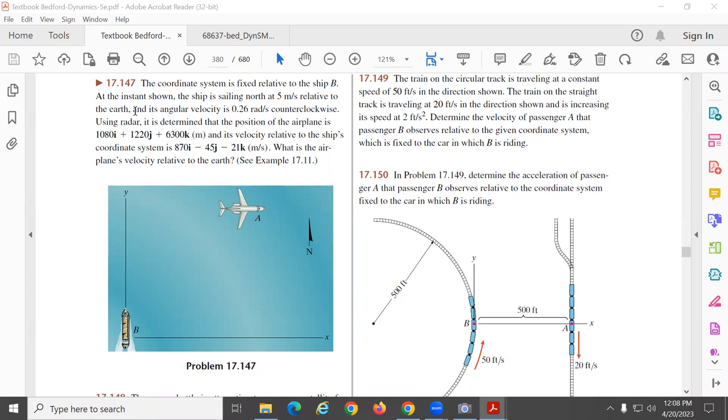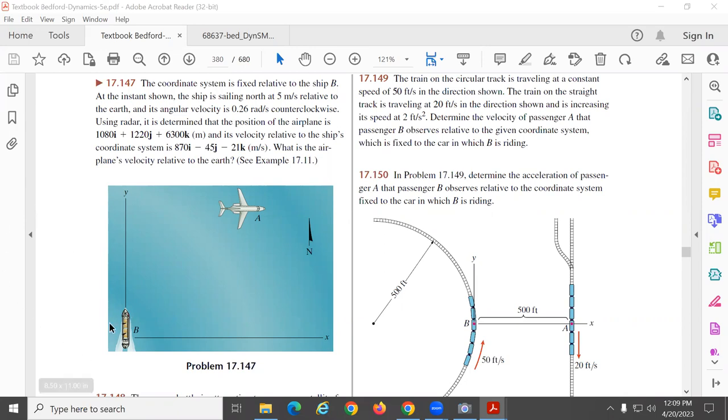So let's see. So the coordinate system is fixed relative to the ship. So what is fixed is the ship that is moving, no? At the instant shown, so remember, this is just like taking pictures. The ship is sailing north, so let's say VB in the Y would be equal to what? 50, no? Okay, just moving north relative to the Earth, and its angular velocity is, so I don't get it. What is moving at angular velocity here?